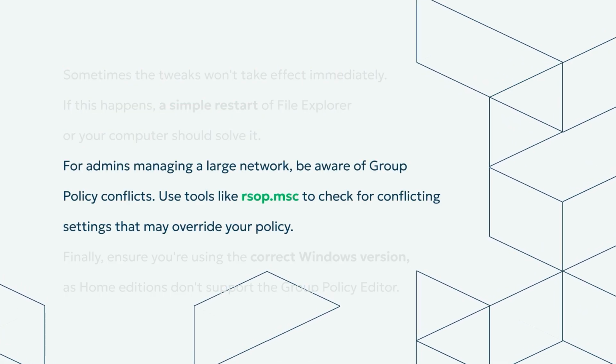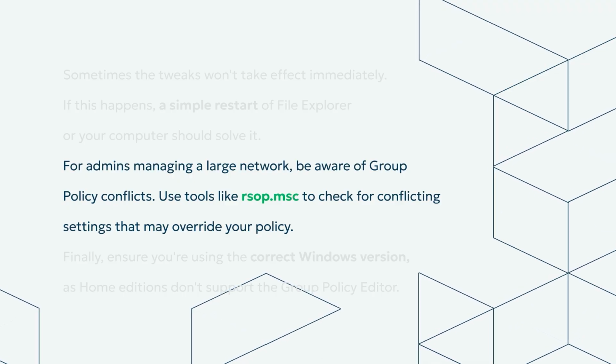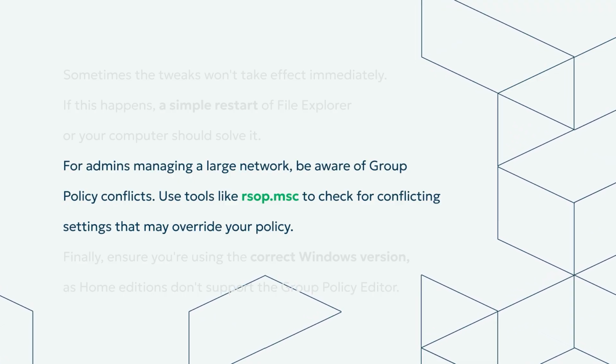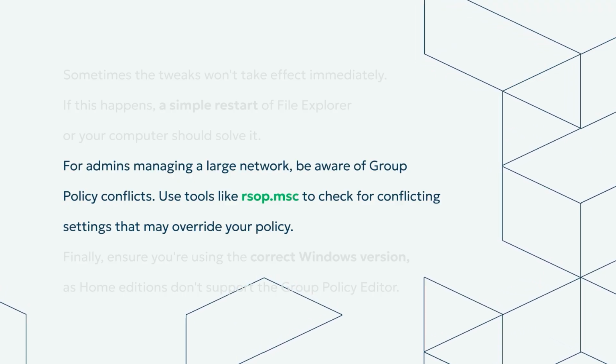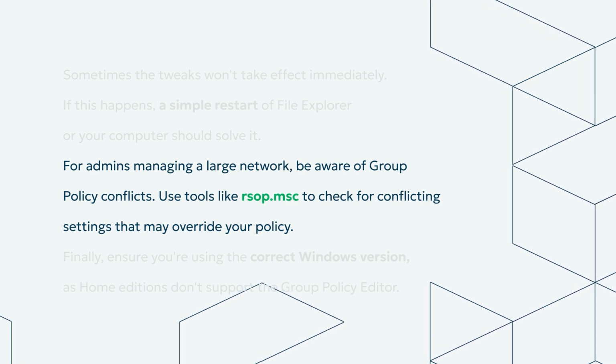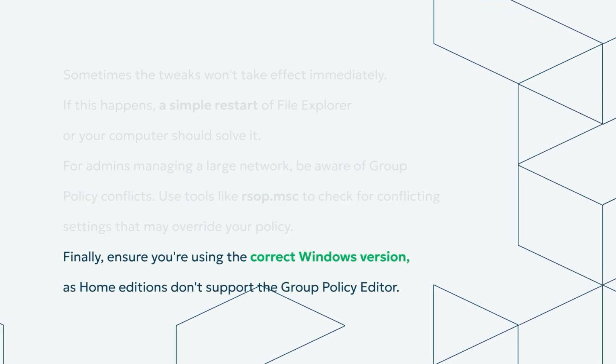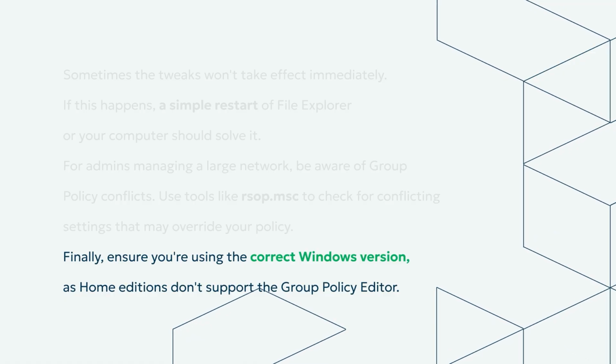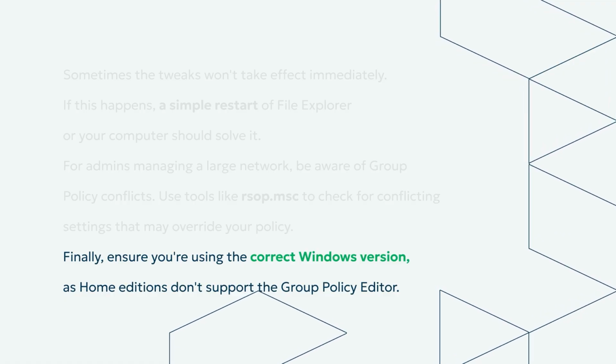For admins managing a large network, be aware of group policy conflicts. Use tools like rsop.msc to check for conflicting settings that may override your policy. Finally, ensure you're using the correct Windows version, as Home Editions don't support the group policy editor.